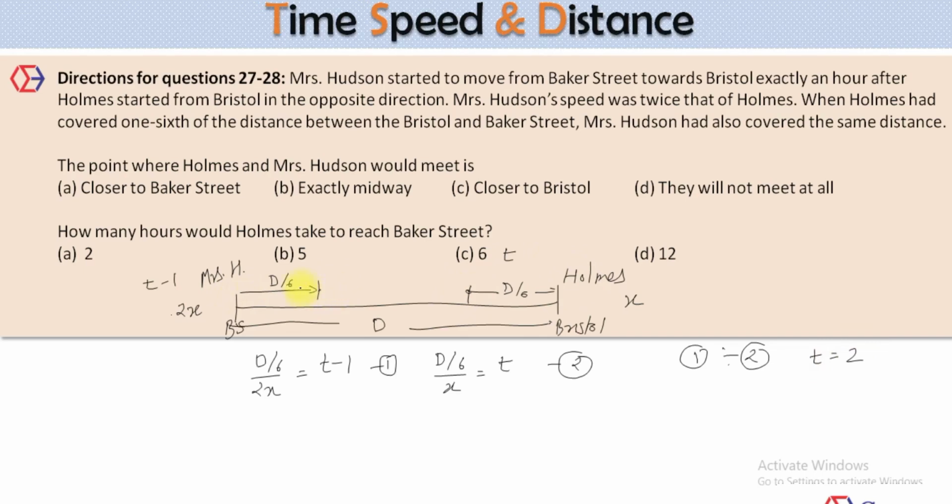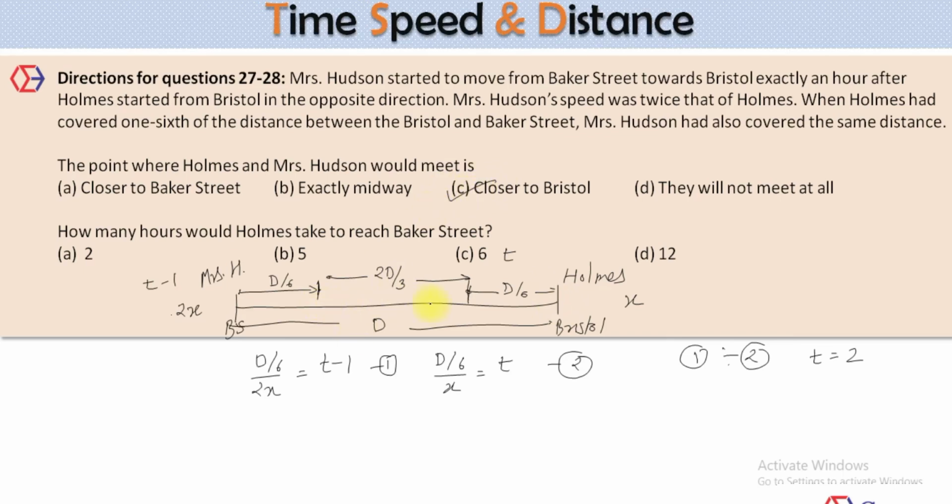Yes or no? Since the speed of Mrs. Hudson was twice the speed of Holmes, I can say that the distance covered by Holmes in 2 hours was covered by Mrs. Hudson in only 1 hour. Now they have covered equal distance. How much distance is left between them? 2D by 3. Now if they start moving towards each other, obviously more distance will be covered by Mrs. Hudson. So that meeting point would be closer to which station? Bristol. So my answer should be C.